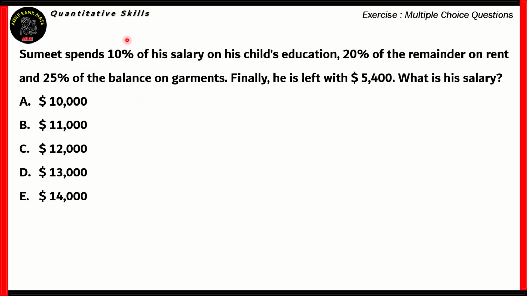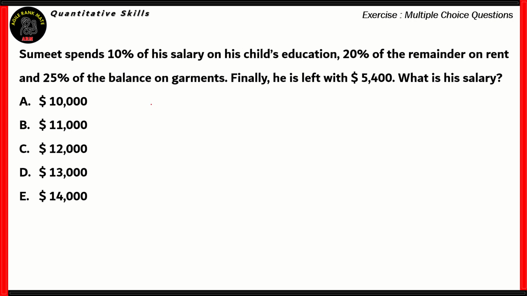This was again from Quantitative Skills. Sumit spends 10% of his salary on his child's education, 20% of the remainder on rent, and 25% of the balance on garments. Finally, he's left with $5,400. What is his salary? So over here, we need to find out the salary based on the expenditure and the remainder that is left with him. So let's look at this question.